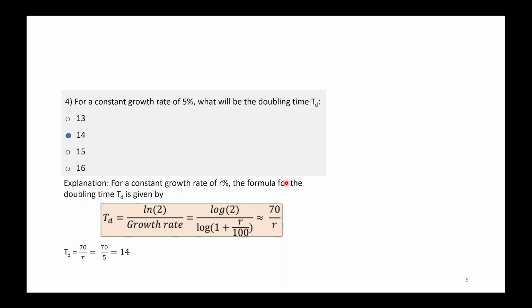The formula for the doubling time is given by TD equal to ln2 divided by growth rate. And when we convert it into log, it will be log 2 divided by log of 1 plus R upon 100. And the final formula can be approximated by saying 70 upon R. So R we already have 5, so it will be 70 upon 5, which is 14. So the unit of 14 can be, if this growth rate is given, for example 5% per year, then it will be 14 years, or if it is given in hours, then it will be 14 hours, just like that.